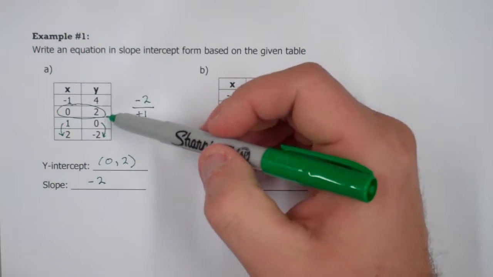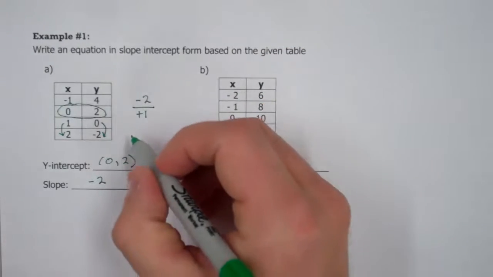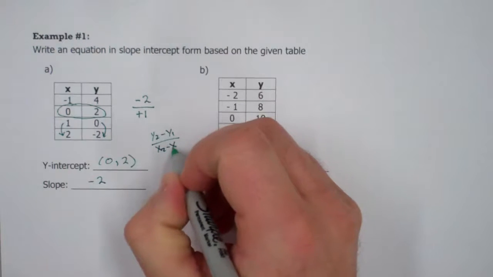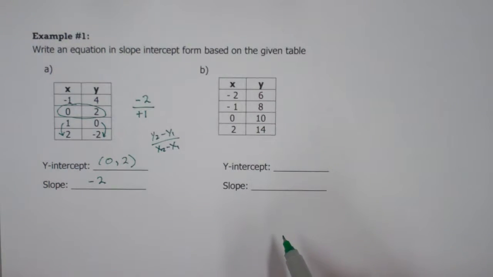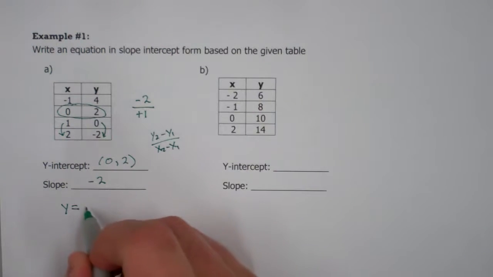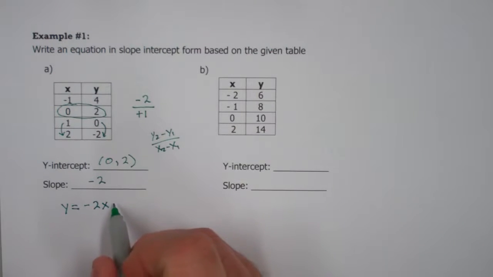Alternatively, you could pick any 2 points and use your formula y2 minus y1 over x2 minus x1. That'll still get you a slope of negative 2. To write this equation in slope-intercept form, the slope is the coefficient of x, and the y-intercept is 2.